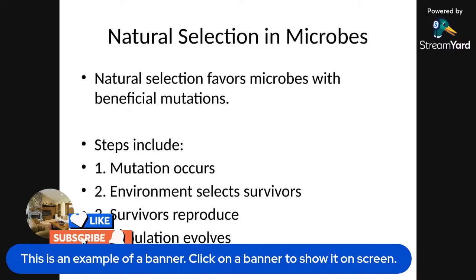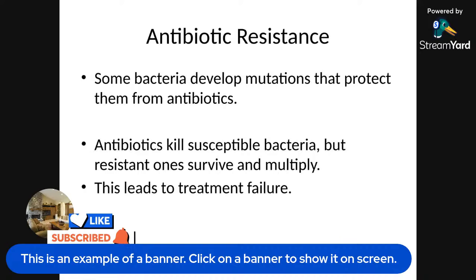So, antibiotic resistance: some bacteria develop mutations that protect them from antibiotics. The antibiotic will kill those that are susceptible, those that cannot change their genetic makeup immediately. Antibiotic will kill them, but the ones that survive are going to survive and multiply.